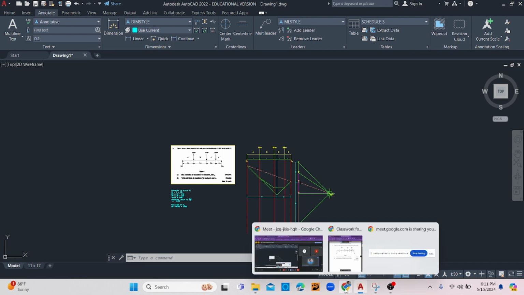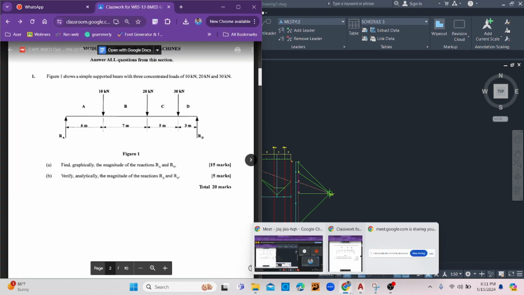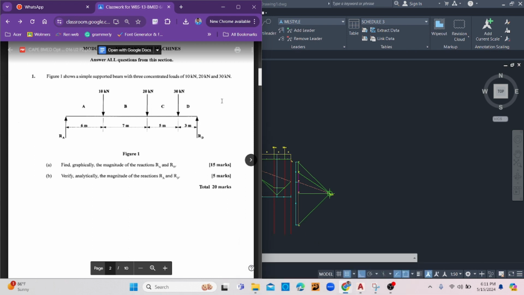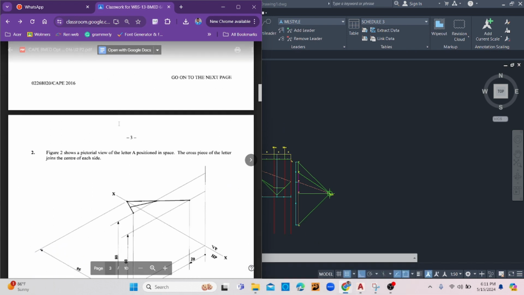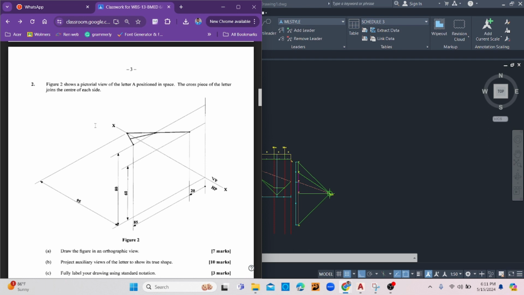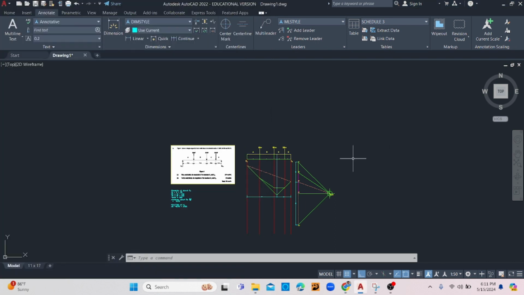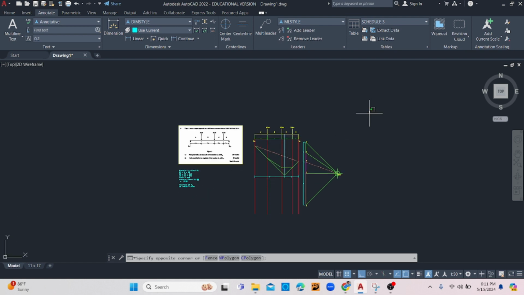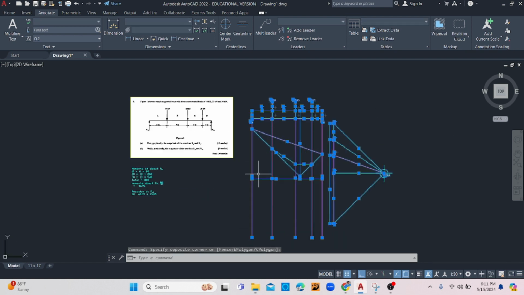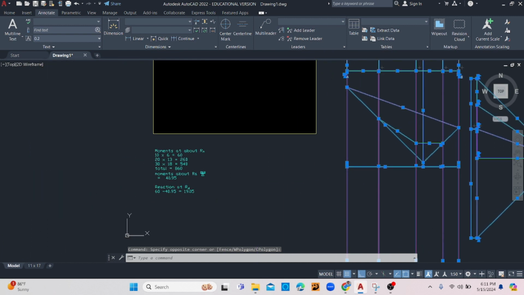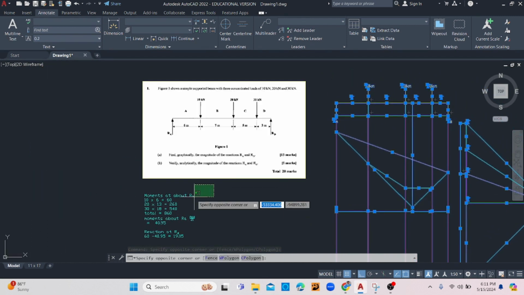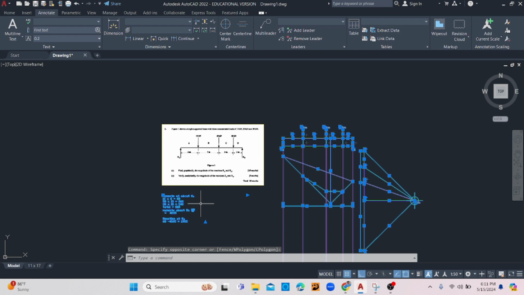Let's see what else is on this thing here. Oh, we have this here. And so that answered the 2 parts. There were 2 parts to the first question, and that answered both of them. So over here is the graphical method, and over here is the analytic method. Analytic means that you do the calculation manually.